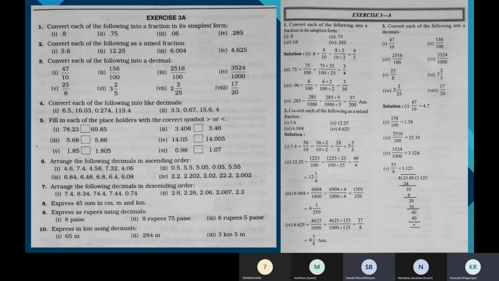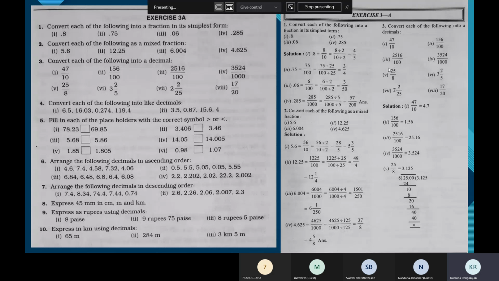Ma'am, by 125 by 125, we'll get it as 1000. Yeah, correct. When you multiply the numerator and denominator by 125, you get 125 into 25 is what? 3125, right? Yes, ma'am. 3125 by 1000. See, we are talking about 25 by 8.